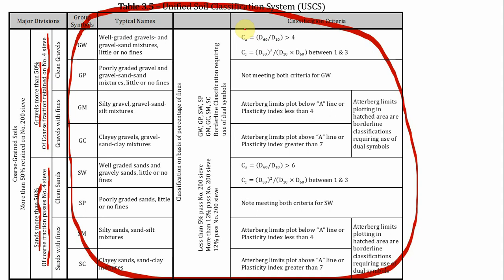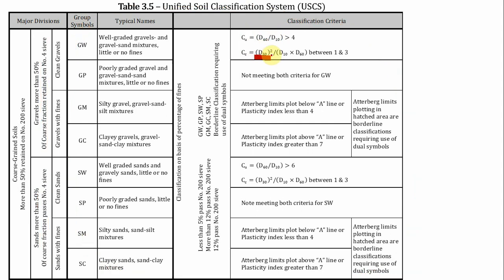So by the way, our Cu, class, we already know this, that is the coefficient of uniformity. And its formula is D60 over D10. D60 is the diameter at 60% finer, and D10 is the diameter of the particle at 10% finer. And D30, class, that is the diameter of the particle at 30% finer or 30% passing.